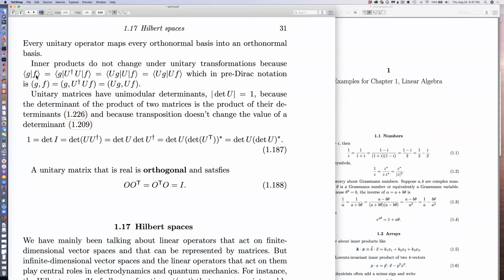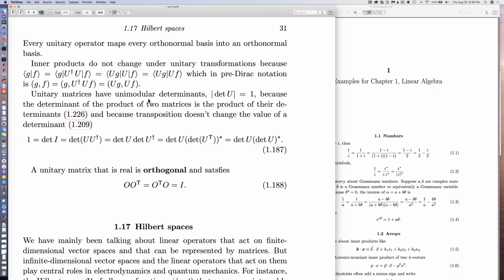So the inner product of G with F is G F. If we stick in the identity operator in the form U dagger U, where U is any unitary operator, and then we use the tricks we've learned, we see that that's UG, UF. And now these UG and UF, this will be some other basis. This would be a different basis, but effectively the same vector.